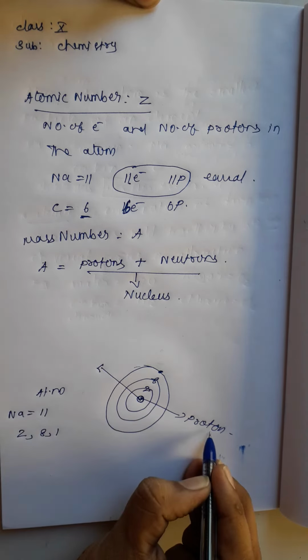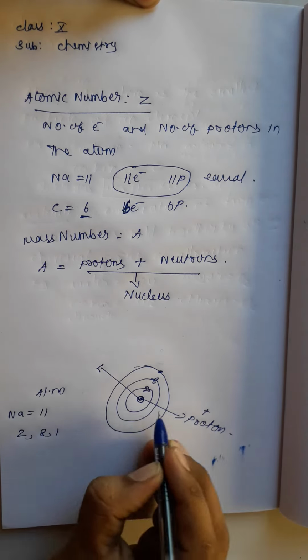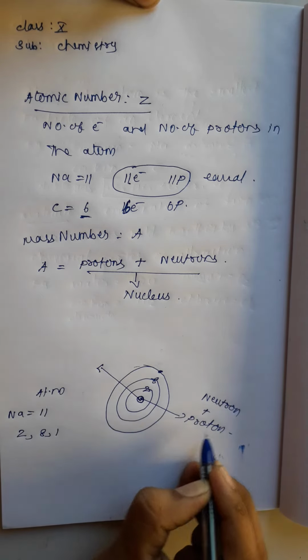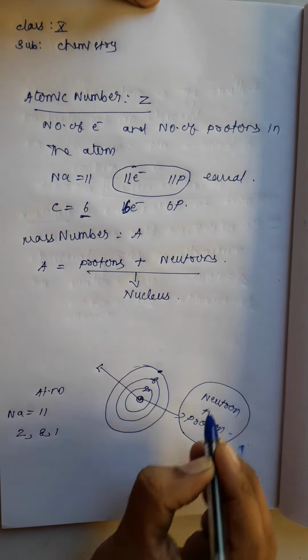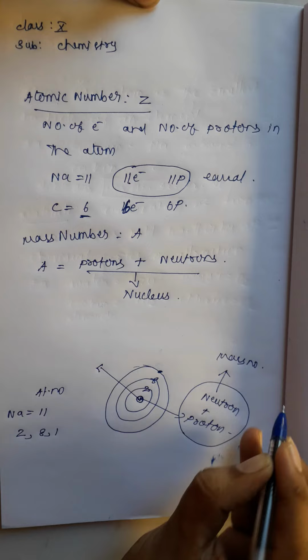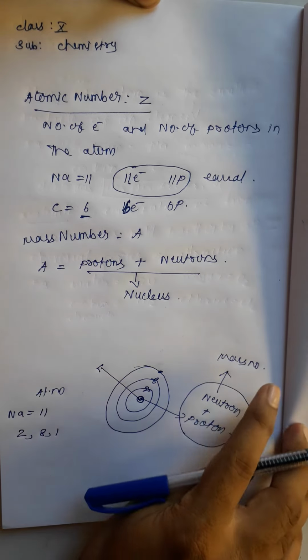Here, as I already told you, protons are present. Here, the same thing, neutrons are also there. Combination of these two is called the mass number. Combination of these two is nothing but the mass number.